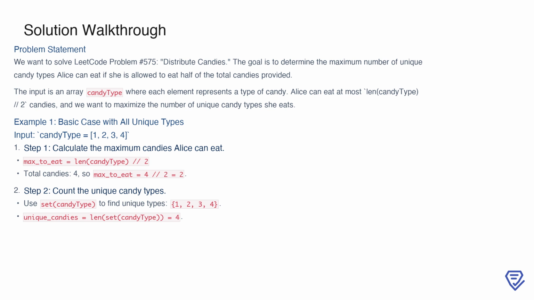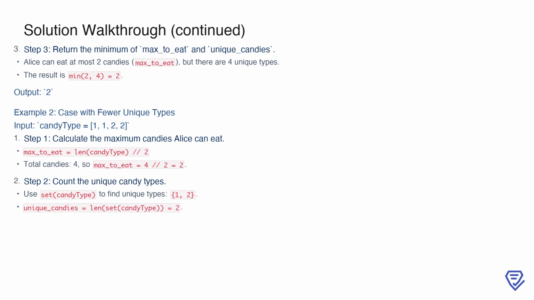Now that we know Alice can eat at most 2 candies and there are 4 unique types available, we need to determine how many unique candy types she can eat. To do this, we take the minimum of max_to_eat and unique_candies. In this case, the minimum of 2 and 4 is 2. Therefore, Alice can eat 2 unique candy types in this scenario.